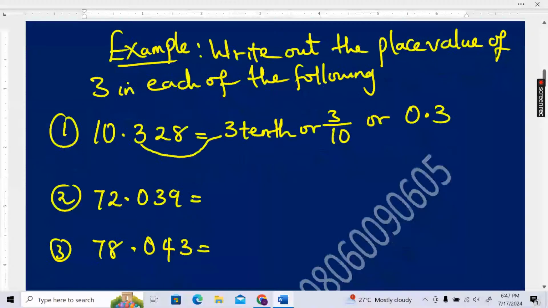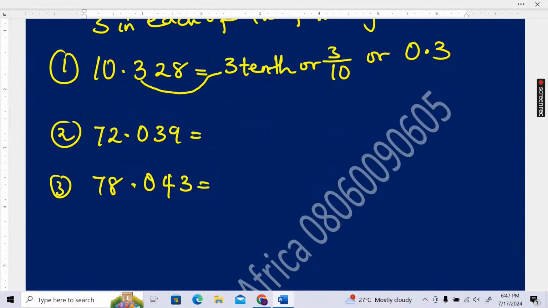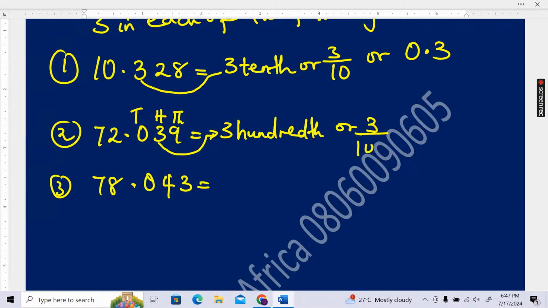Okay, so the next number says 72.039. What is the place value of 3? You can see that this first place is the tenth, the hundredths, the thousandths. So the place value of 3 is hundredth, or 3 over 100, or 0.03.